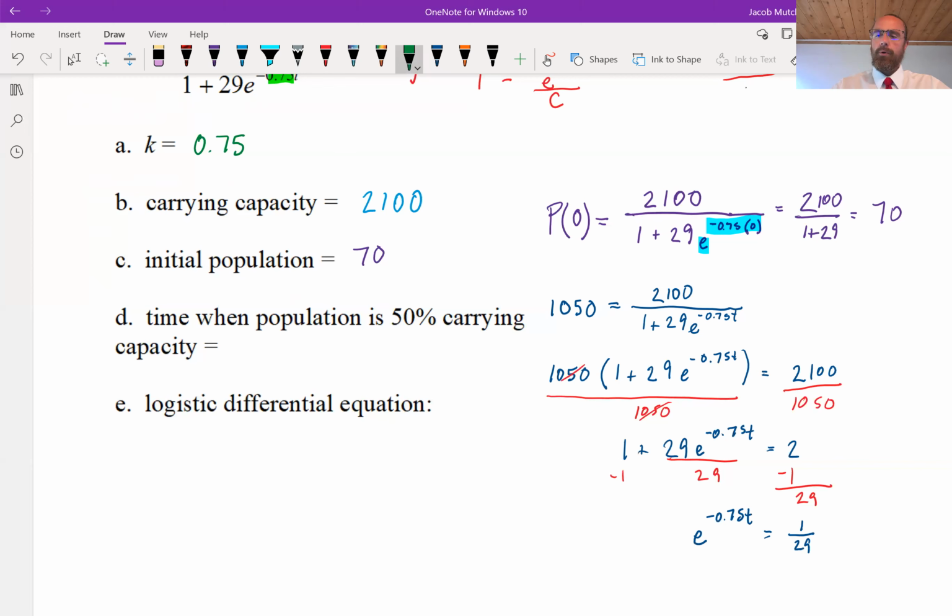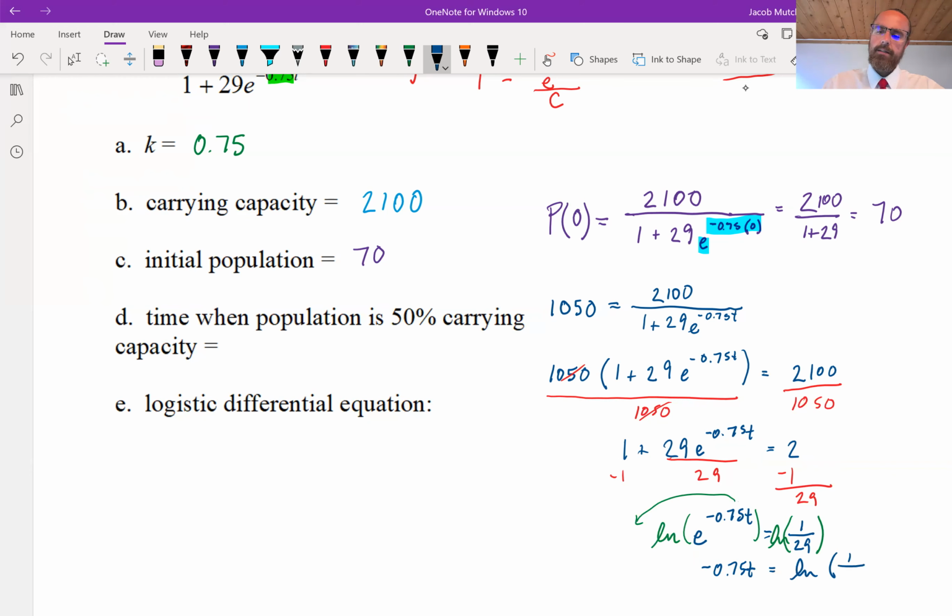I'm ready to pull that power down so that t is on the main level. So I'm going to apply the natural logarithm, and that'll do just that. It'll bring that power out front as a coefficient by my logarithm rules, and then I'll apply natural log on the right side. So we've got negative 0.75 t. Natural logarithm of e is 1, so I won't write that even, equals the natural logarithm of 1/29th.